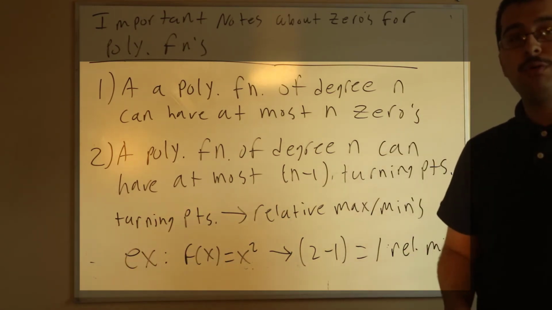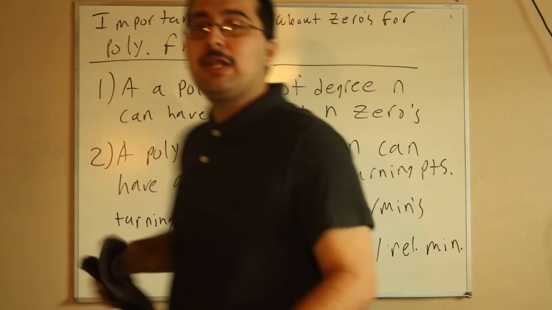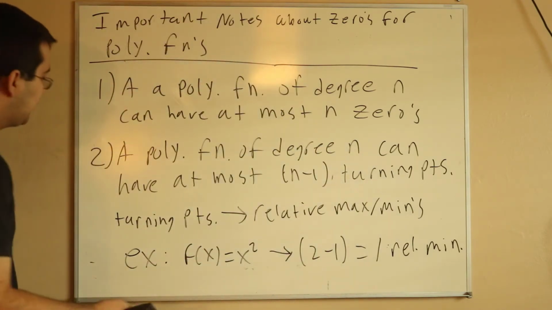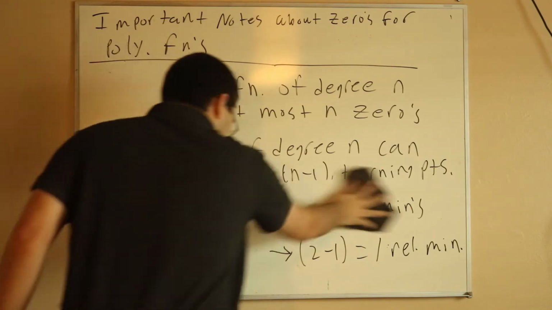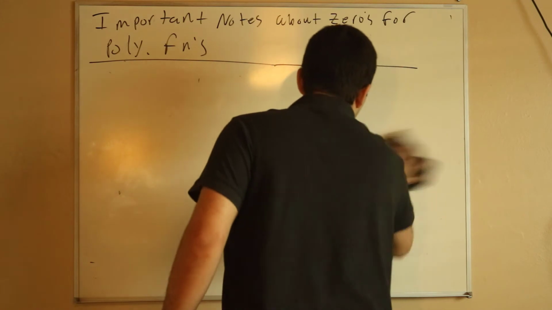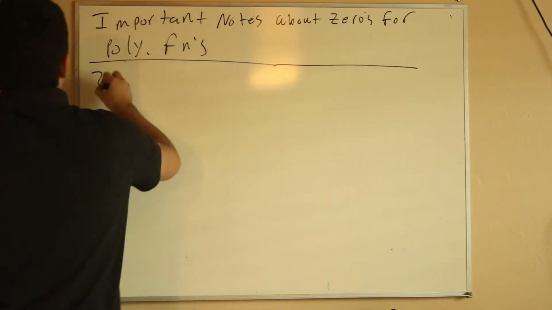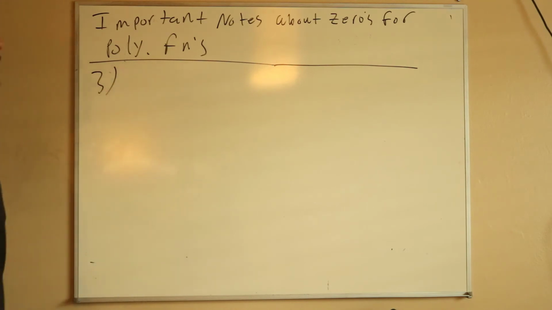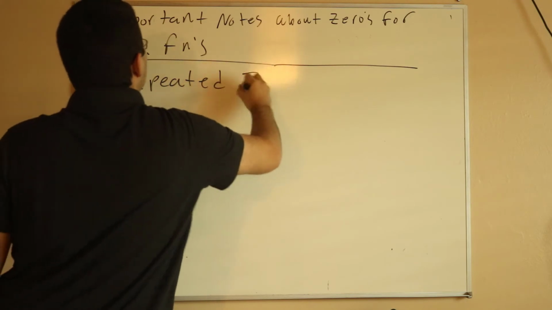Now we're going to have 1 more important note, so I'm going to need to erase the board. So if you haven't done so already, go ahead and pause the video at this point and get that copied down. Okay, so our last important note about zeros is going to be this idea of repeated zeros.